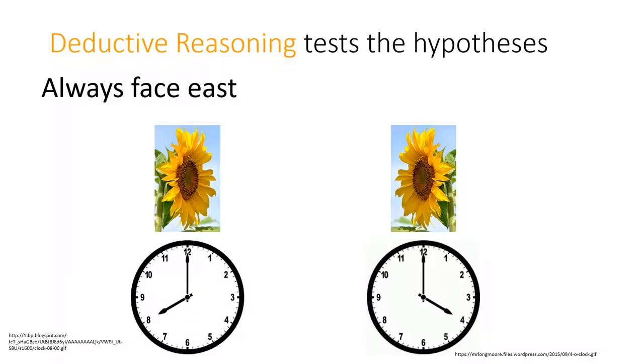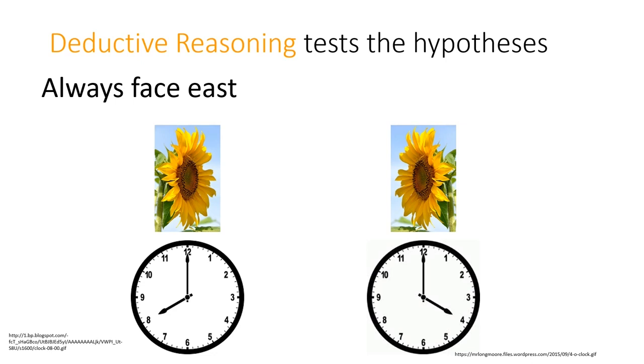So then we use deductive reasoning to come up with an experiment to test the hypothesis. So what could we do? Our hypothesis is sunflowers always face east. Well, let's just double check they face east always at all times during the day. So I go and look at them at 8 o'clock in the morning facing east. I'll go ahead and look at them at 4 o'clock in the afternoon.